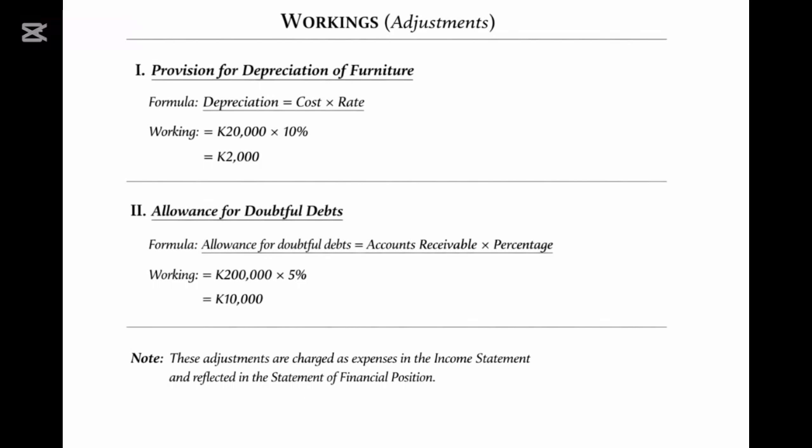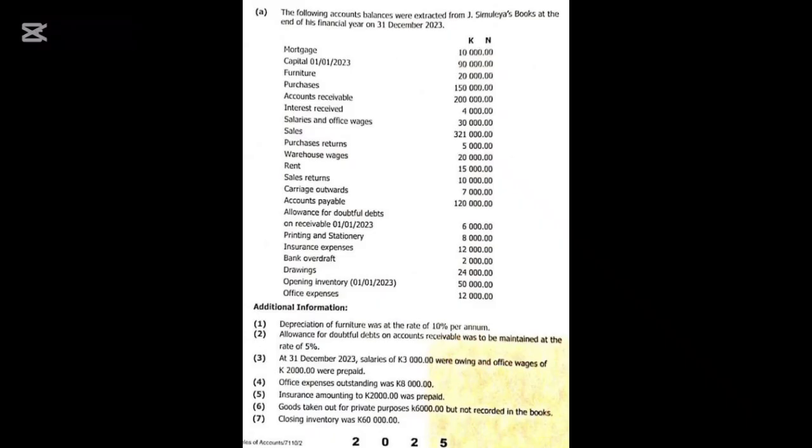So these are the two adjustments which I want to focus on, and I will explain how each one of them will be entered in the books. We have the following list of balances, in which now we should start preparing the income statement. As you all know the format of the income statement, we'll not focus that much on the format, we'll just go directly to the answers.